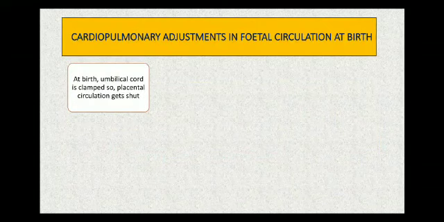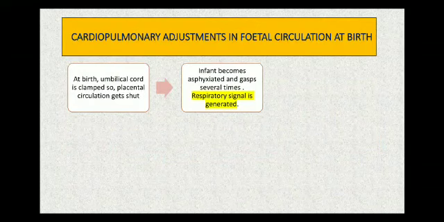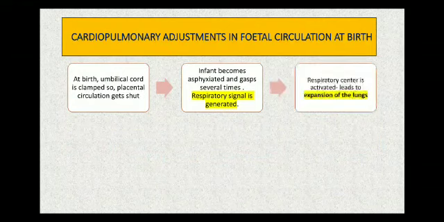That means the fetus has to breathe through its own lung. The infant will become asphyxiated. Asphyxia is a combination of hypoxia and hypercarbia. The infant will start gasping, breathe with open mouth, attempts to breathe. This generates a respiratory signal and activates the respiratory center. The lungs get expanded, the intrapleural pressure drops, becomes negative.